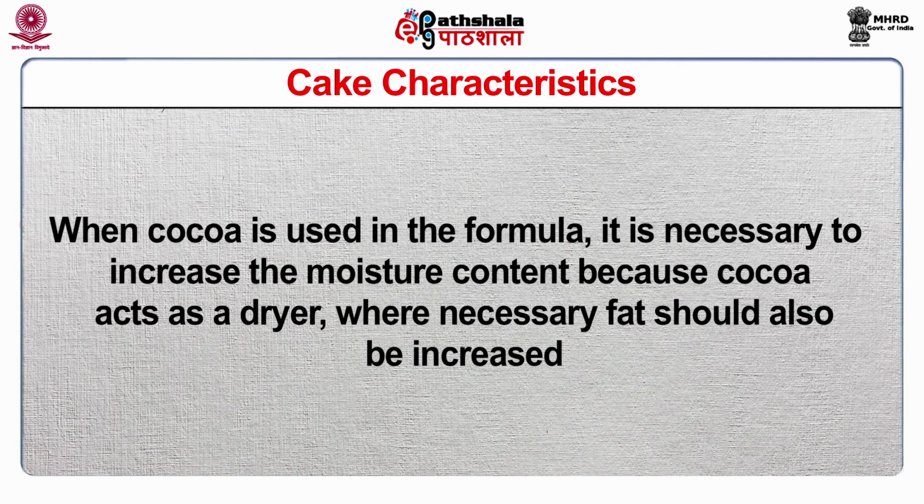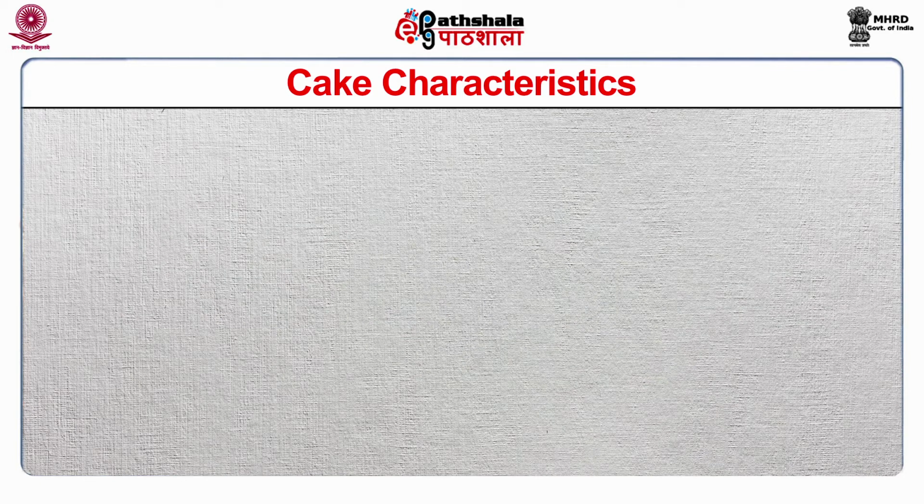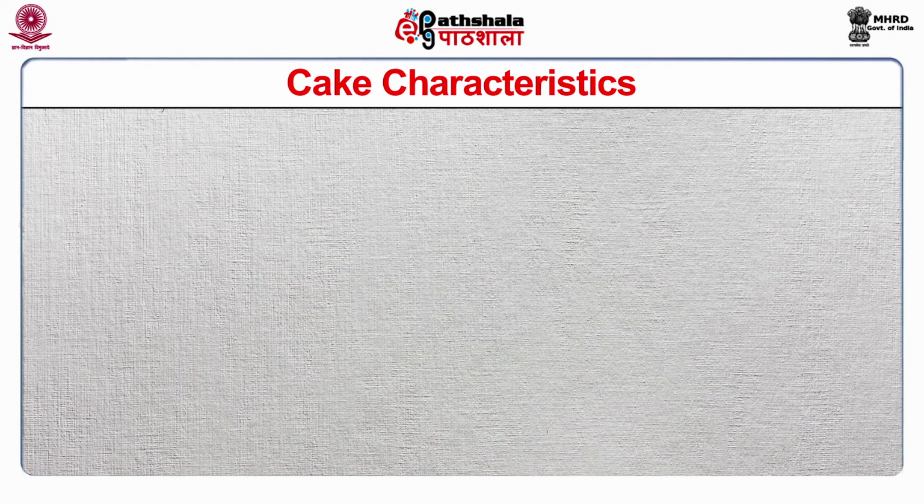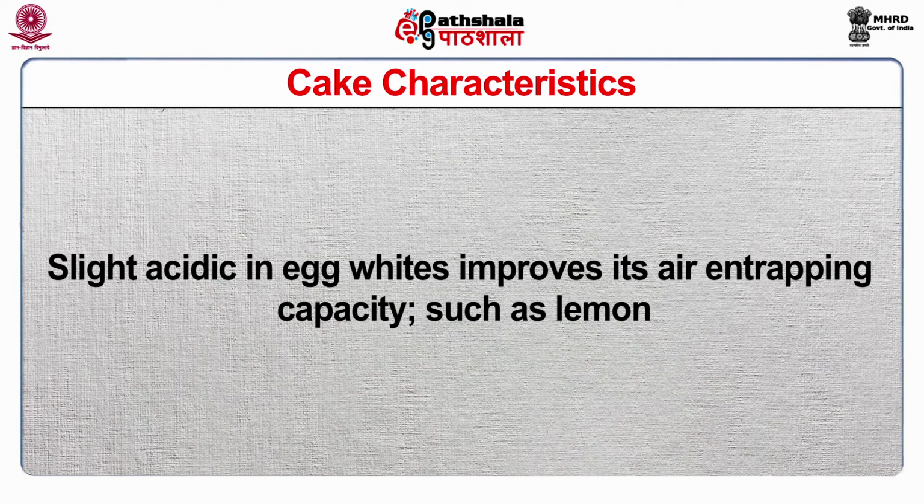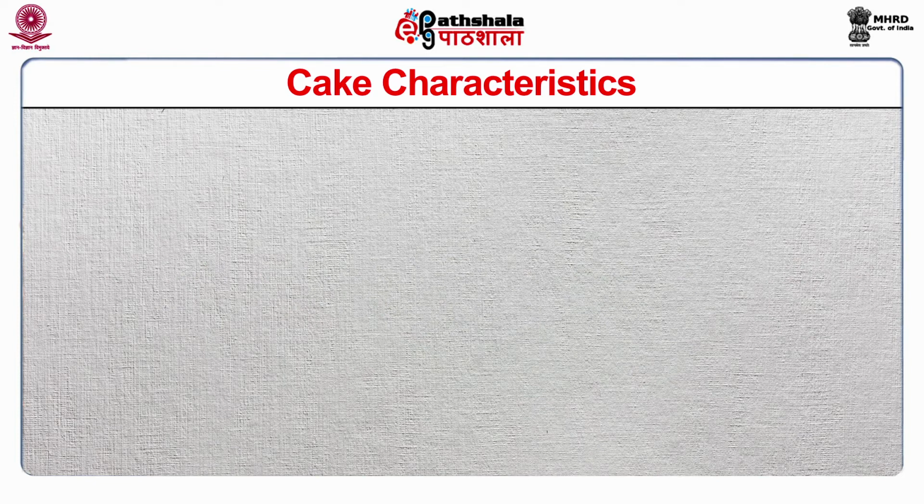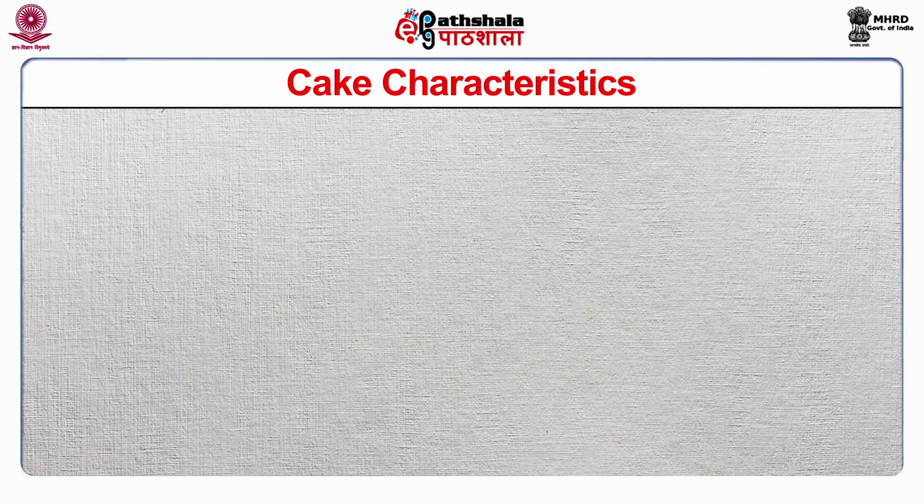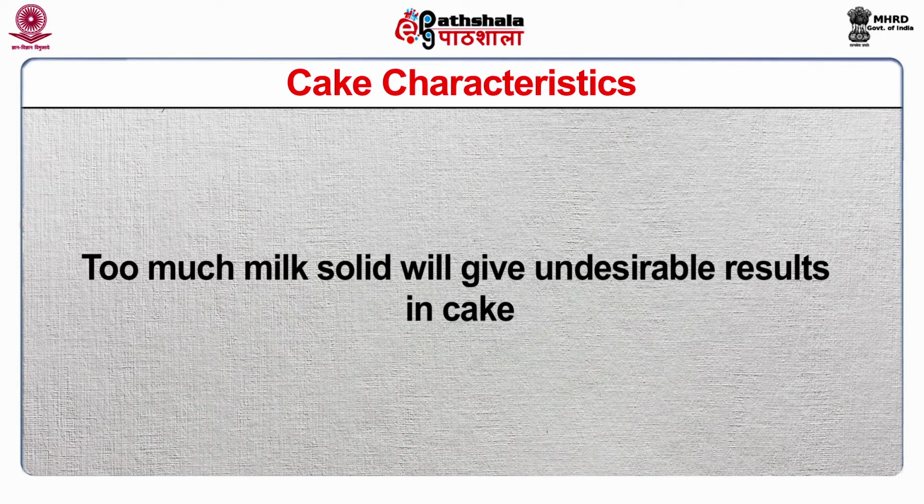Fourth, when cocoa is used in the formula, it is necessary to increase the moisture content because cocoa acts as a dryer. Where necessary, fat should also be increased. Fifth, when using cocoa, sodium bicarbonate is used. Sixth, slight acidity in egg whites improves their air entrapping capacity, such as lemon. Seventh, when egg yolk is desired to be used, additional moisture is necessary. Eighth, too much milk solid will give undesirable results in cake.